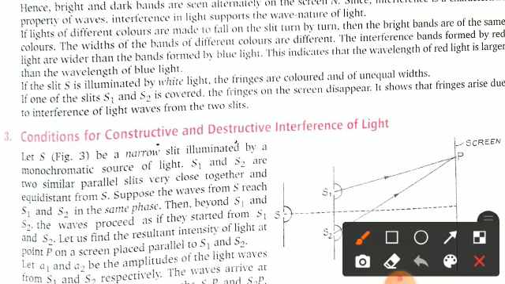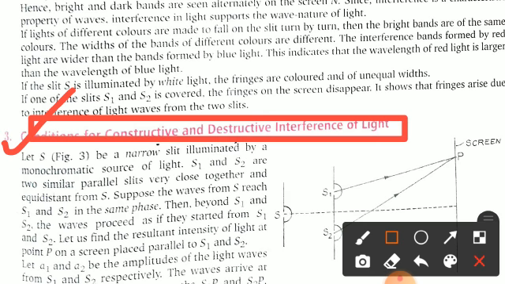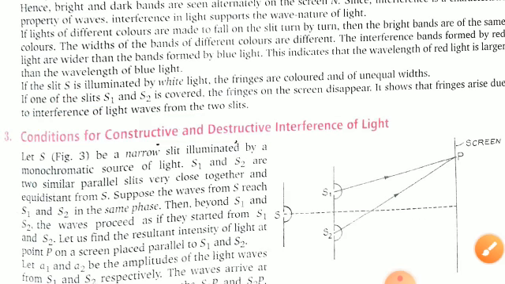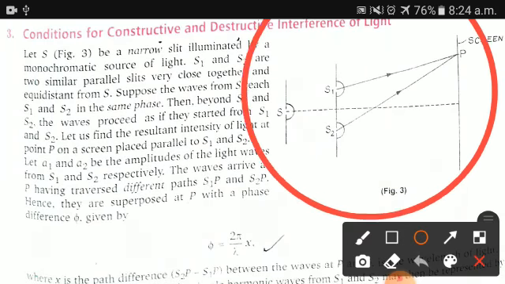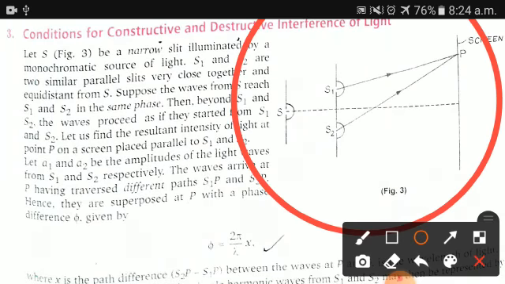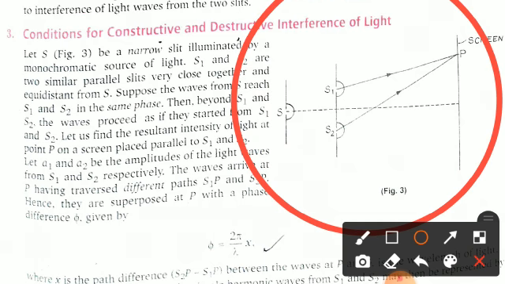Now we come to the third one. What are the conditions for constructive and destructive interference of light? We will discuss this now. Let us suppose, here you can see in figure number 3, that a narrow slit S is illuminated by a monochromatic source of light. You can see here this is the narrow slit S. Fine. S1 and S2 are two similar parallel slits very close to each other and equidistant from S.